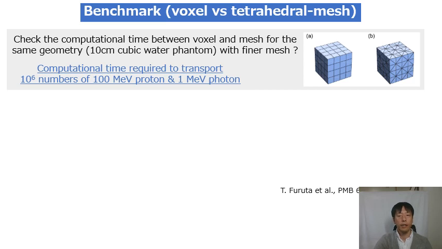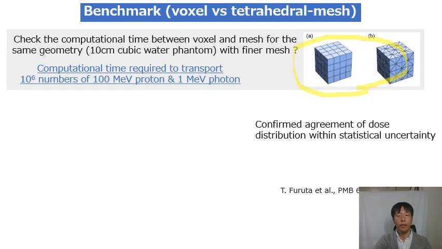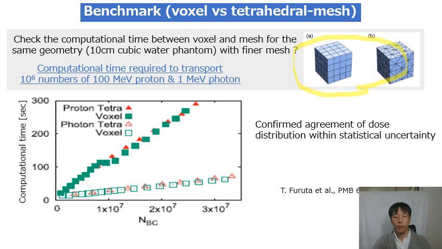We define the same geometry by dividing the cubic water phantom in this way and check the computation time by varying the mesh size. Firstly, we confirm reasonable agreement of the obtained dose distribution between voxel and mesh representation. The measured computational time for each mesh size is shown in this figure.